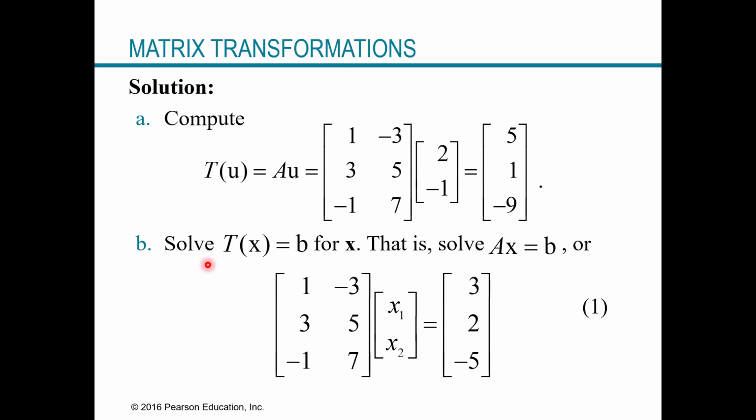Part B, we were asked, is there an X such that when you transform it, you get B? Another way to say that is, is B the image of some X under the transformation T? And so since our transformation is just A times X, we're just solving this matrix equation, AX equals B. So here's A, times it by X, and does it actually equal B? So the question really is, can we solve for X1 and X2 for this particular question?